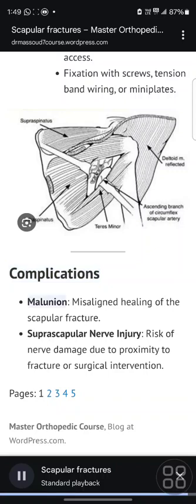Complications: malunion, misaligned healing of the scapular fracture. Suprascapular nerve injury. Risk of nerve damage due to proximity to fracture or surgical intervention.